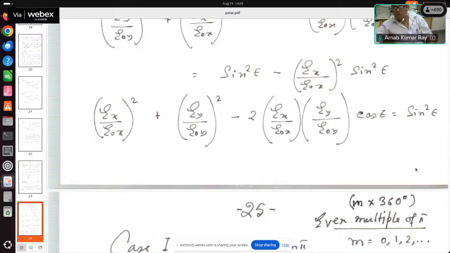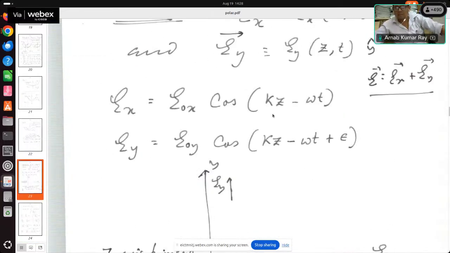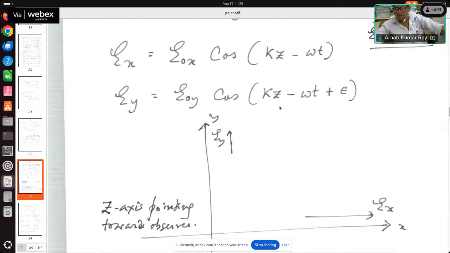Okay, so what we shall do now is to look at the orientation of the field with respect to changing values of the phase difference epsilon. Note that our two field functions are these. These are the two field components of the electric field function.